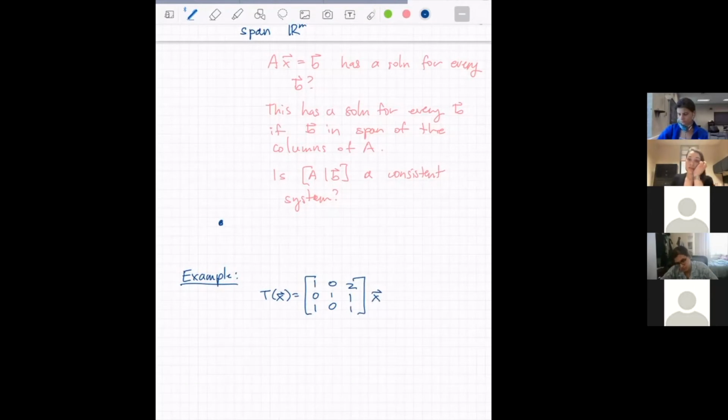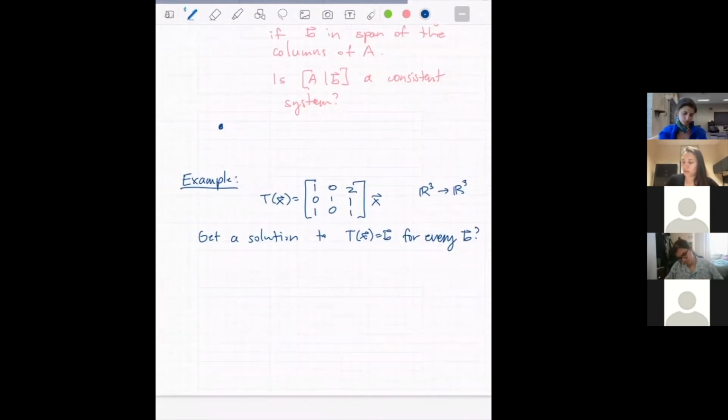Okay, so this is its associated matrix, right? And it defines the linear transformation. So this is a map from R3 into R3 because we have a 3 by 3 matrix, right? So it's R3 to R3. Okay, so we want to know whether we get a solution. So do we get a solution to T(x) = b for every b, right? That's our question.